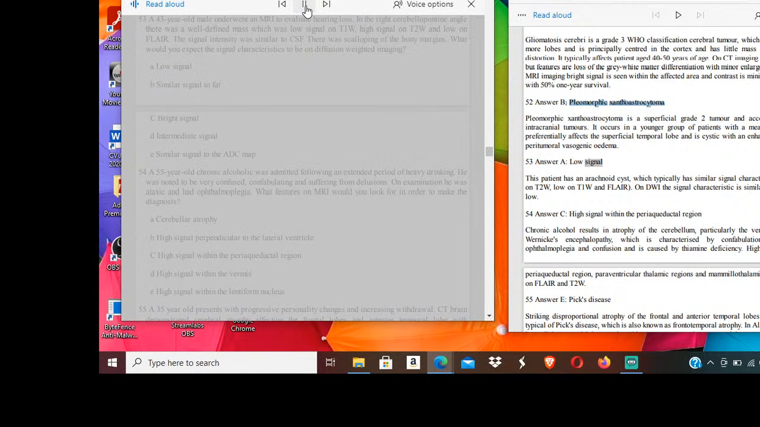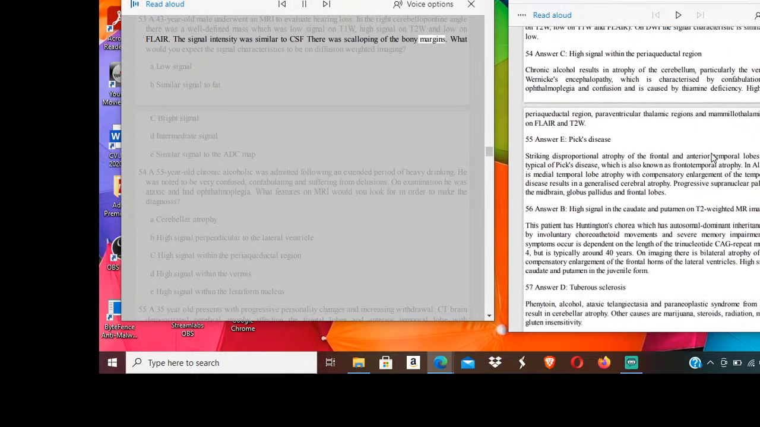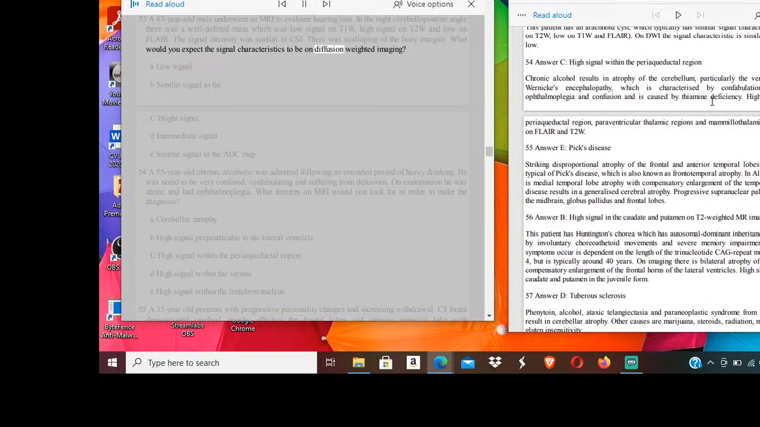53. A 43-year-old male underwent an MRI to evaluate hearing loss. In the right cerebellopontine angle there was a well-defined mass which was low signal on T1W, high signal on T2W, and low on FLAIR. The signal intensity was similar to CSF, and there was scalloping of the bony margins. What would you expect the signal characteristics to be on diffusion-weighted imaging?